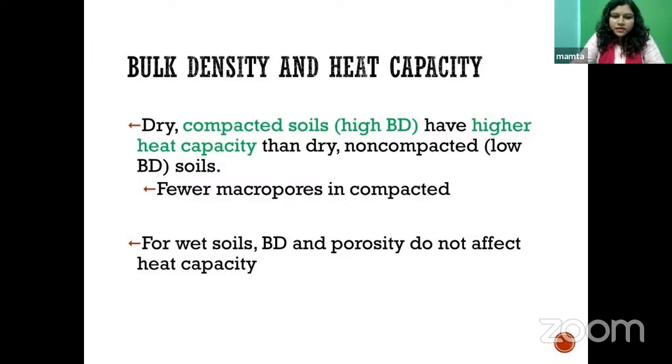And for the wet soils, bulk density and porosity do not affect heat capacity much. This is because in the wet soils there is more and more moisture. So moisture itself has the very high heat capacity or the very high specific heat. So here we give more importance to the moisture content. That is why bulk density and porosity do not affect much.